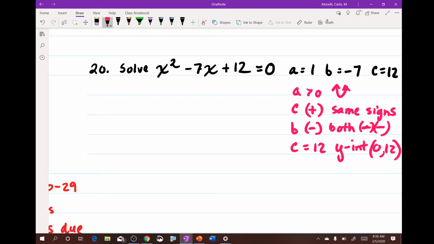Any questions about how I come up with all that stuff? More of a repetition thing than anything else. Once you learn what those signs mean, it will help you. So, open parentheses, close parentheses, open parentheses, close parentheses equals 0. The leading term is x, x. We said that C is a positive number, so that means we have the same signs. We said B is negative, so they're both minus. Okay? So now we just have to play the little game, and we're done.